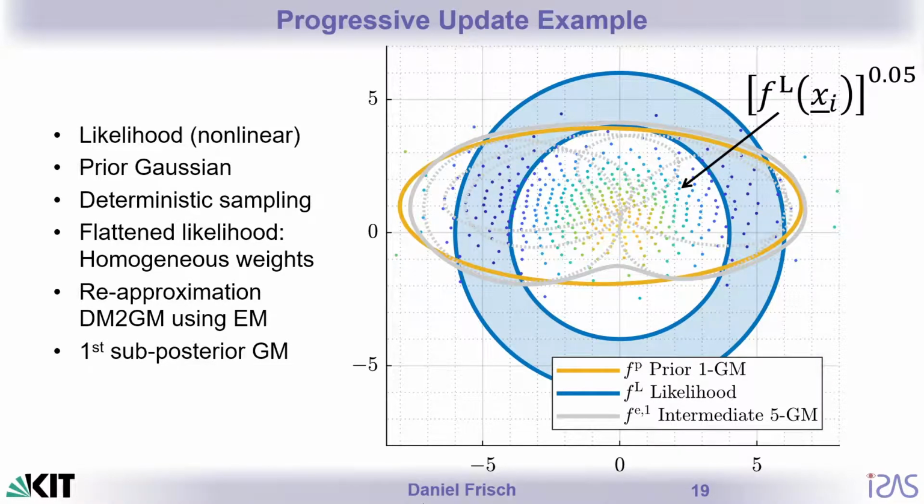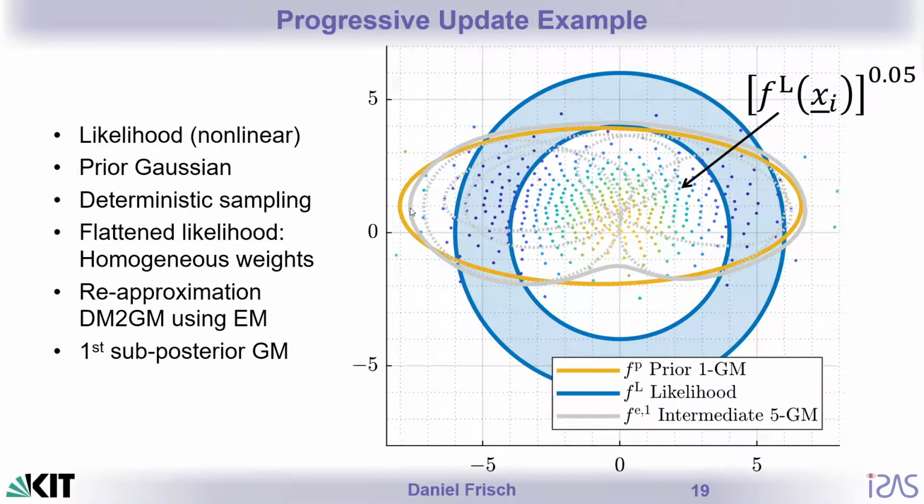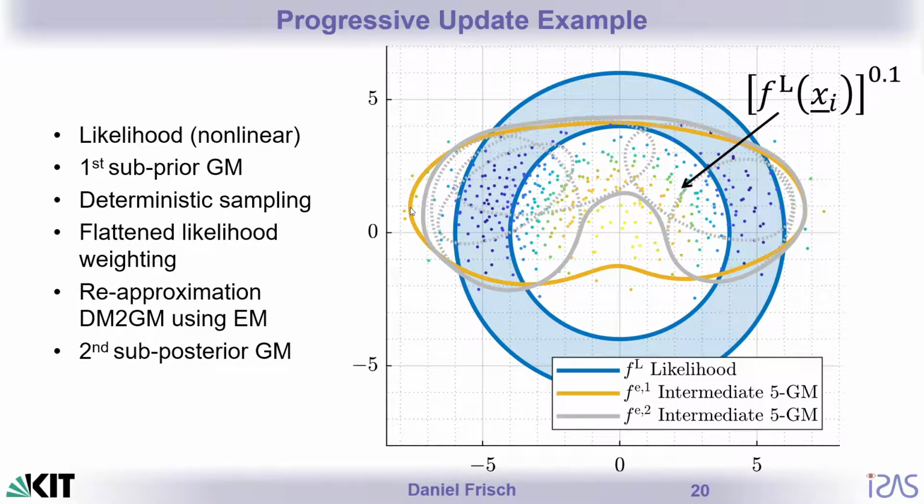When I now switch to the next slide, you will see that this gray line becomes the new yellow line, because the last sub-posterior is the new sub-prior for the next progression step. Here we use another flattened version of the likelihood with an exponent of 0.1, and we can see that the shape of the new second posterior after the second progression step is already closer to the shape that we expect in the end, and also the samples are traveling into the direction where we need them.